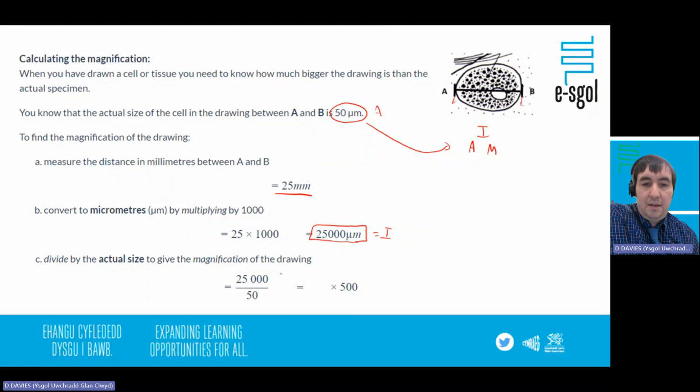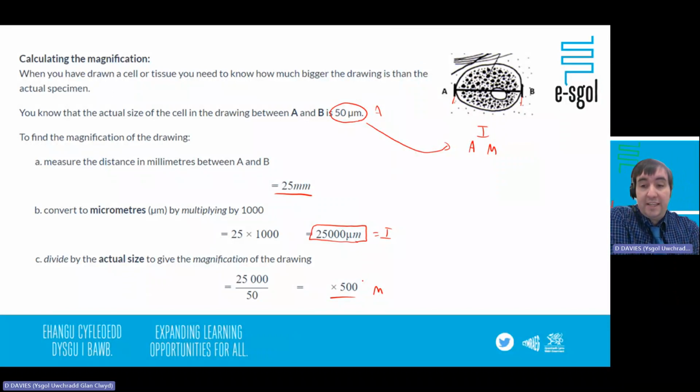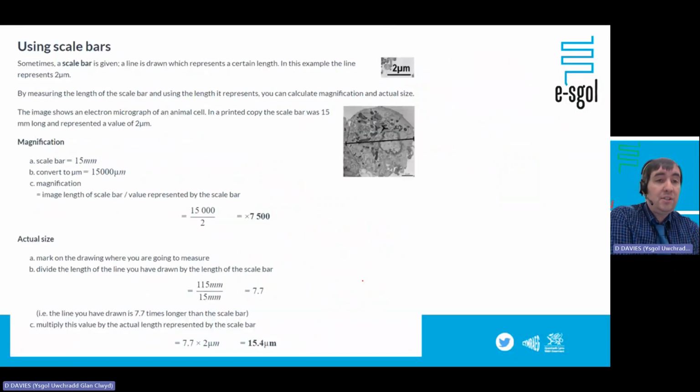So I over A equals M. So that is M. No units here, remember. Magnification is just how many times bigger it is than the real thing. Good job. Right then, so using scale bars.